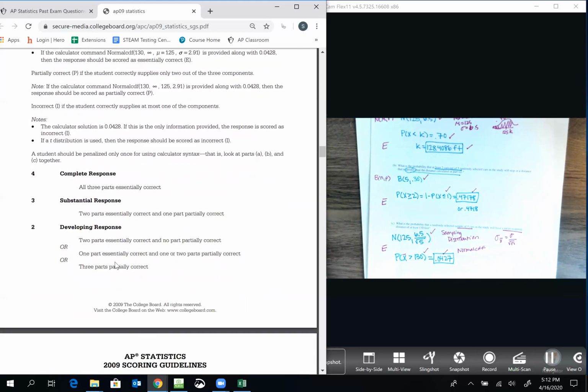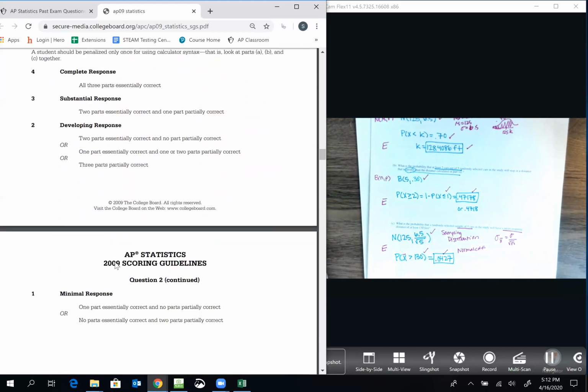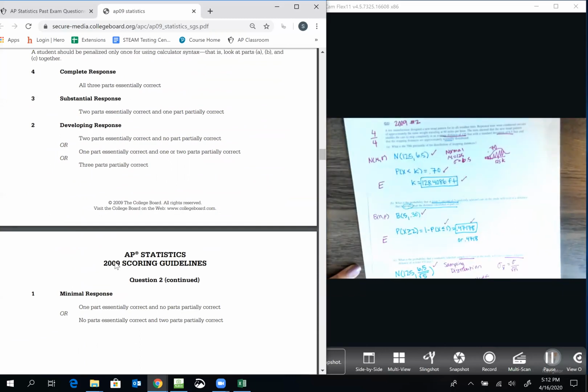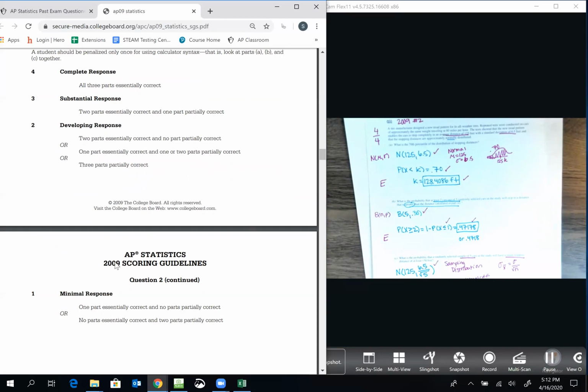Breakdown is the same breakdown it usually is. 3 E's is a 4 out of 4. EEP is a 3 out of 4. EEI, EPP or EPI or PPP are all 2 out of 4. EII or PPI is a 1 out of 4. Less than that would be 0 out of 4. But hopefully you did pretty well on this question.